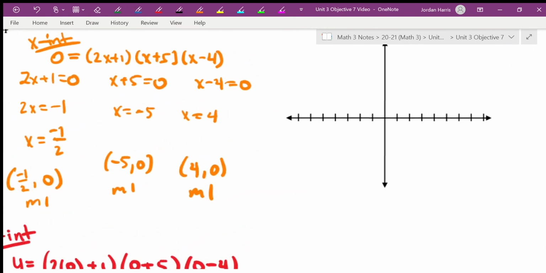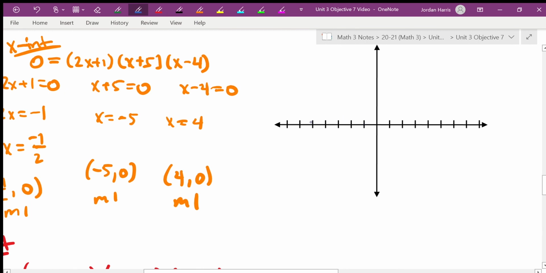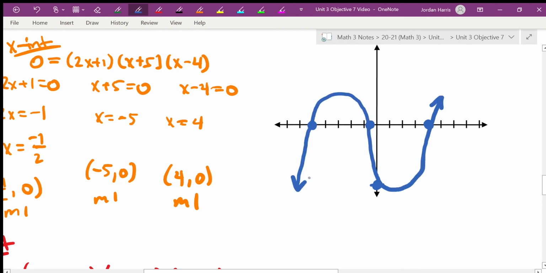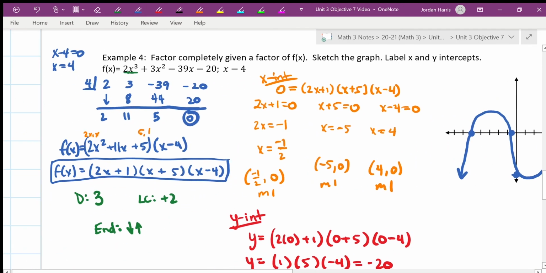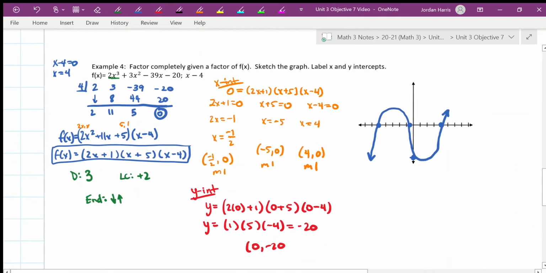Okay, so we have negative 5, 2, 3, 4, 5, negative 1/2, and positive 4, with a negative. Remember those are multiplicity of 1, so I'm going to cross all of those. Negative 20 y-intercept, so I start low in behavior, and high. Sketched. Done.